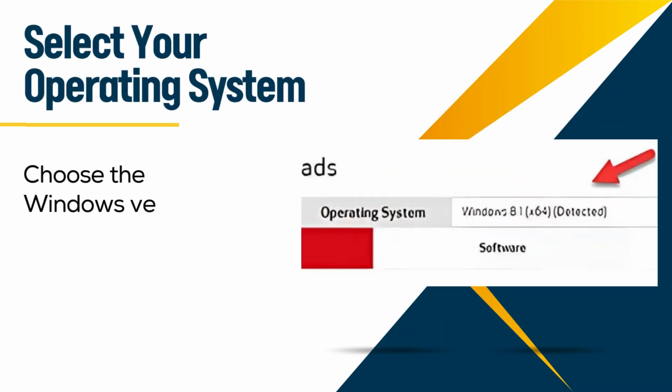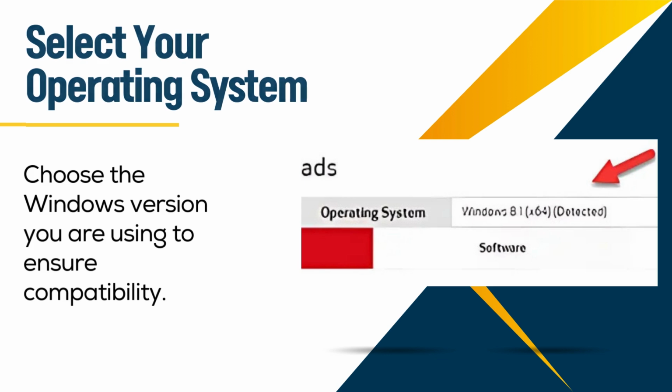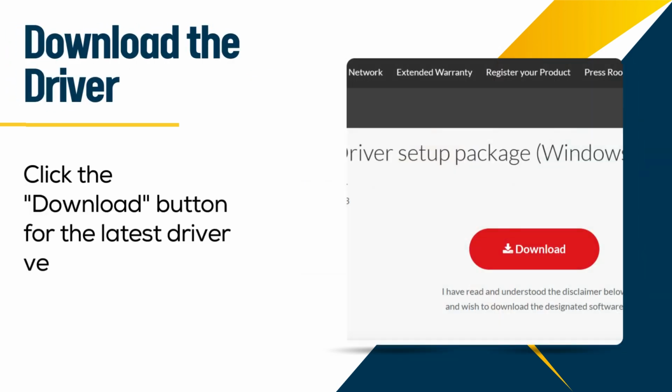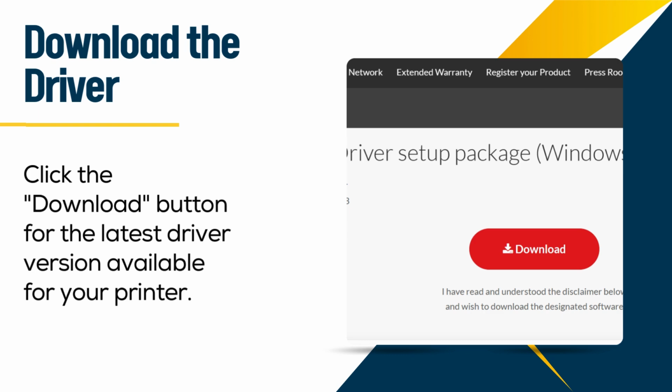Select your operating system. Choose the Windows version you are using to ensure compatibility. Download the driver. Click the Download button for the latest driver version available for your printer.